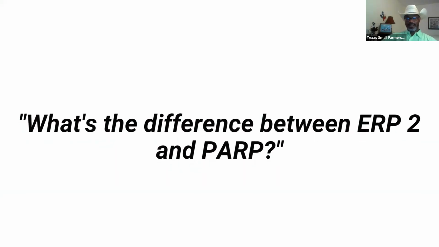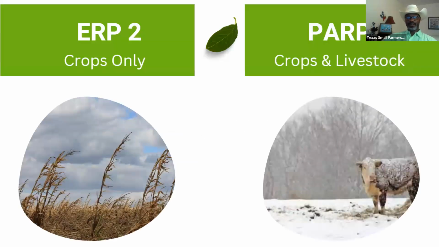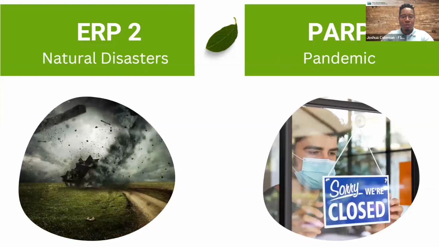So up first is, what's the difference between ERP2 and PARP? For ERP phase 2, one of the differences is that it's only for crops as far as eligibility. In contrast, the PARP program is for both crops and livestock for the eligible commodities there. Joshua, I didn't know if you wanted to go any deeper, but that in a nutshell is one of the differences. Yeah, I think that's a good main difference between the two to get started with.